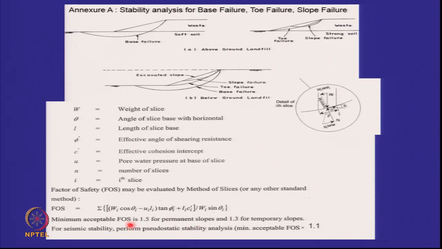There are other conditions for which you will perform stability analysis, typically for example for seismic conditions. In the pseudostatic method, you may use a factor of safety of 1.1.